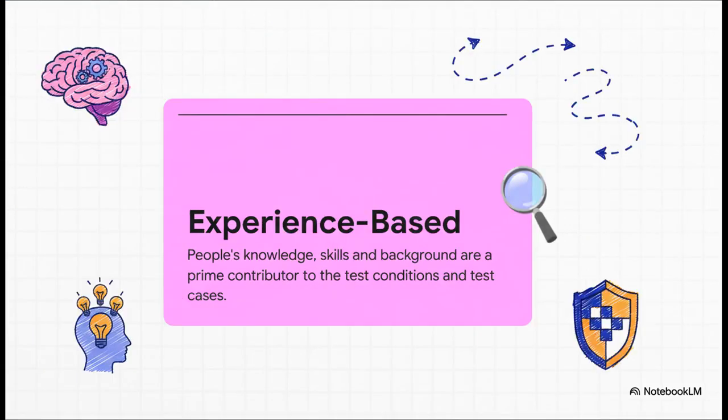And finally, there's experience-based testing. This is all about the human element. This is where a tester's own knowledge, their intuition, and their gut feelings come into play. They use their past experience from working on similar apps to kind of guess where the bugs are most likely to be hiding. It's less of a formal process and much more of a creative, targeted bug hunt.